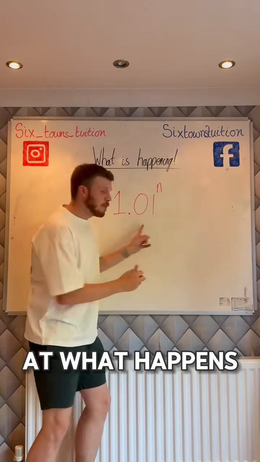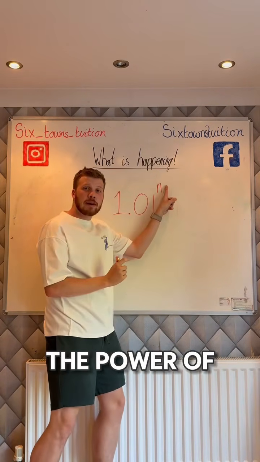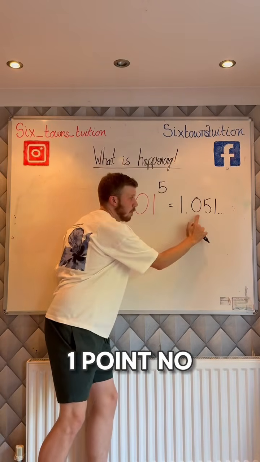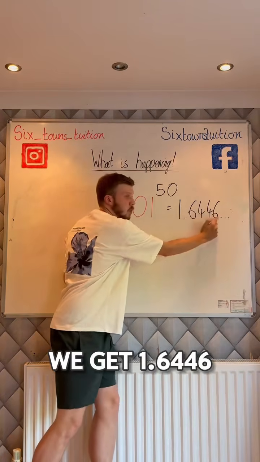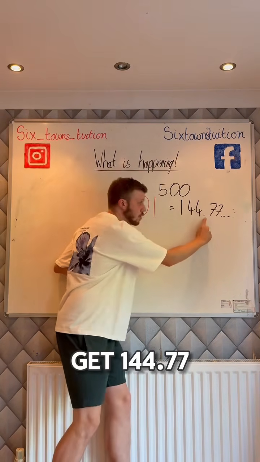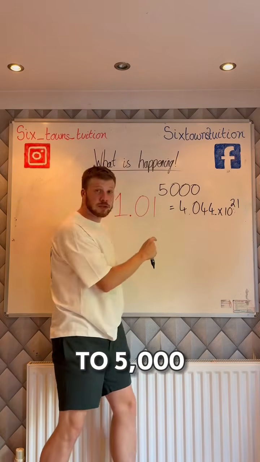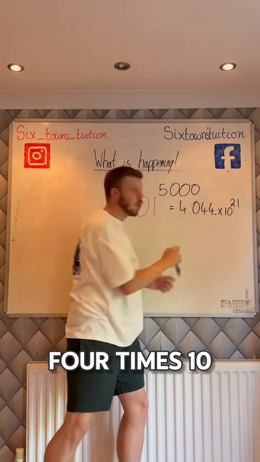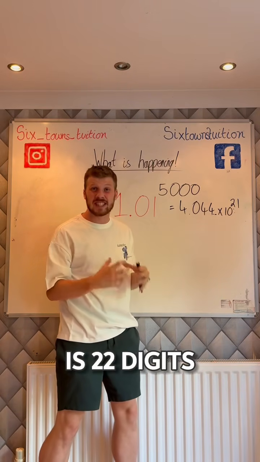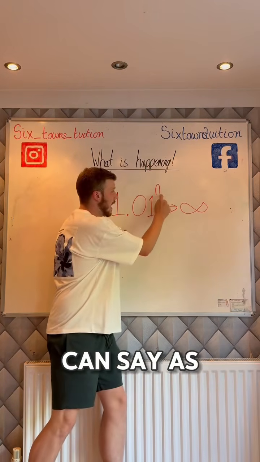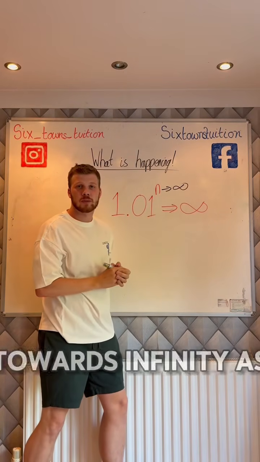Now let's look at what happens if I make 1 slightly bigger, so 1.01, but now to the power of n. If n is 5, we get 1.051. Pretty small still. To the power of 50, we get 1.6446. To 500, we get 144.77. So that's a lot bigger. And to 5,000, we get 4.044 times 10 to the 21. So this number is 22 digits large. So what we can say, as n tends towards infinity, my number is going to tend towards infinity as well.